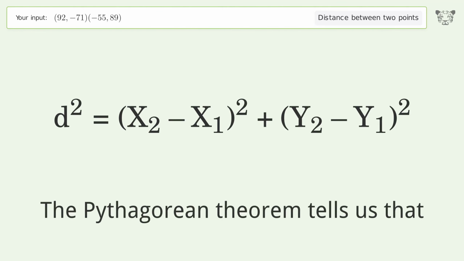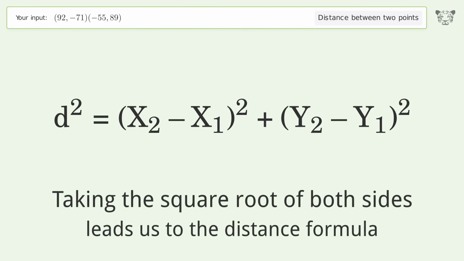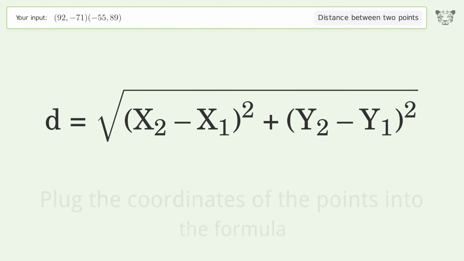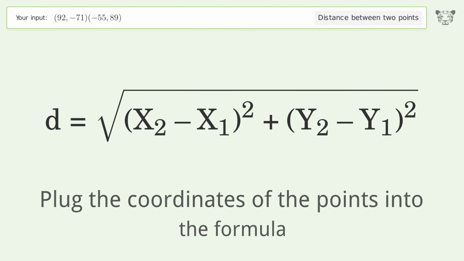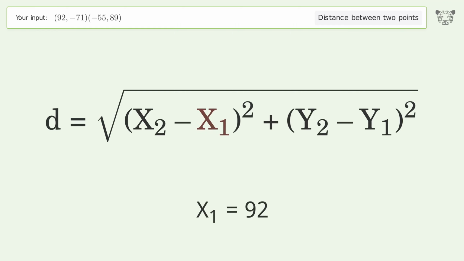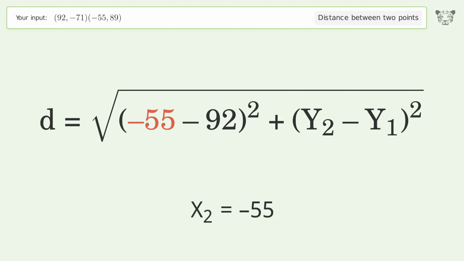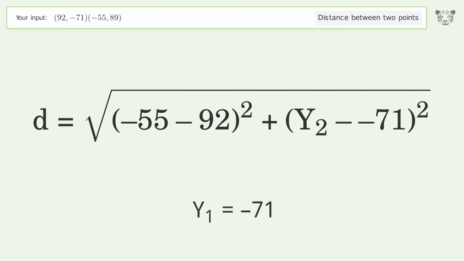The Pythagorean theorem tells us that taking the square root of both sides leads us to the distance formula. Plug the coordinates of the points into the formula. x1 equals 92. x2 equals negative 55. y1 equals negative 71. y2 equals 89.